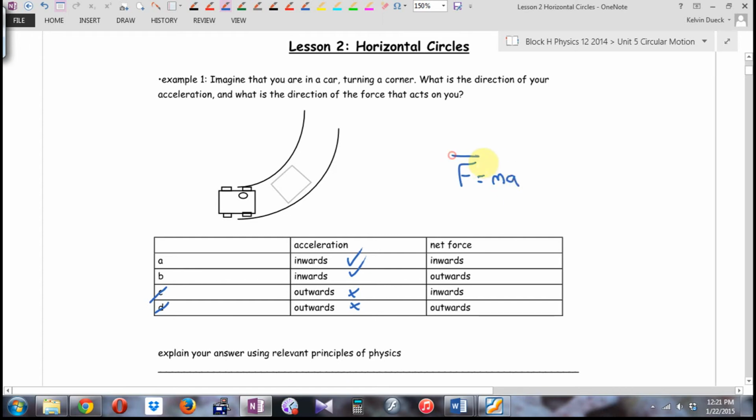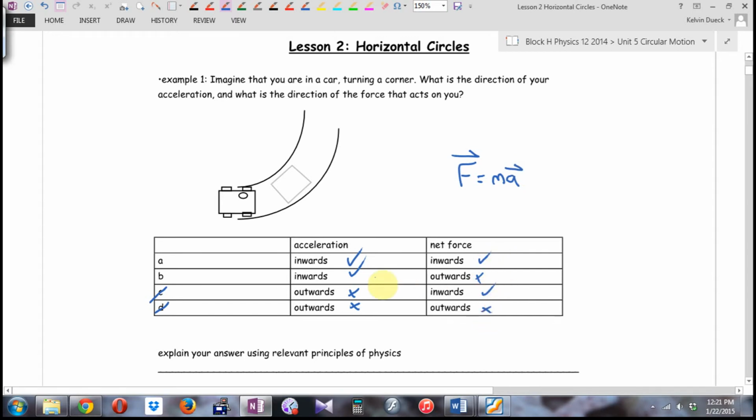Force is a vector. Is mass a vector? Is acceleration? So here's my question. Where do you think the force vector gets its direction from? The mass or the acceleration? So what can you tell me about the force direction and the acceleration direction? They are the same. So is the net force inwards or outwards?